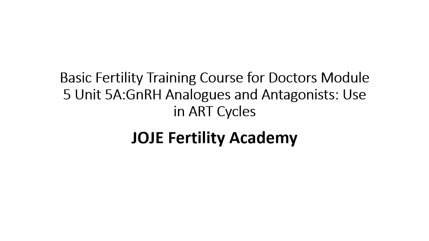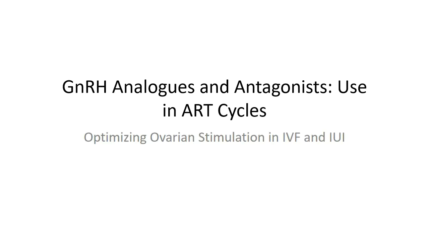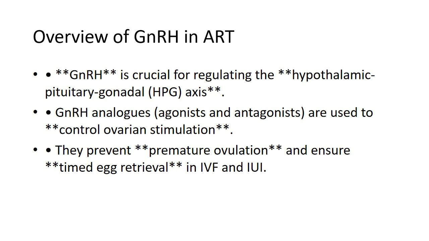GnRH analogs and antagonists used in ART cycles. Gonadotropin releasing hormone, GnRH analogs and antagonists play a critical role in assisted reproductive technology, ART cycles, including in vitro fertilization, IVF, and intrauterine insemination, IUI. These agents are used to manage and control ovarian stimulation, prevent premature ovulation, and optimize the success of ART treatments.